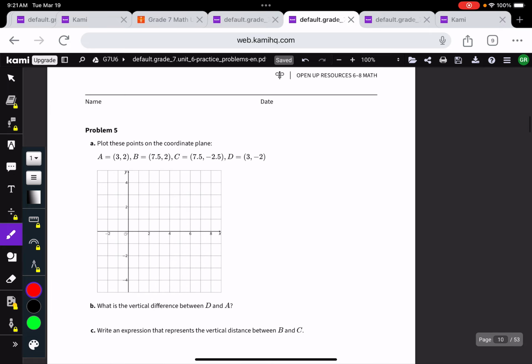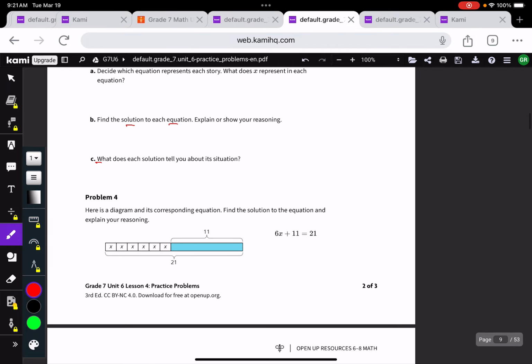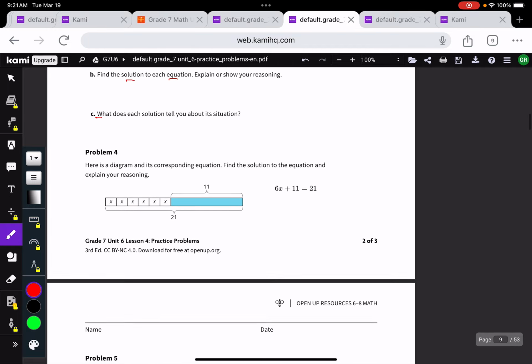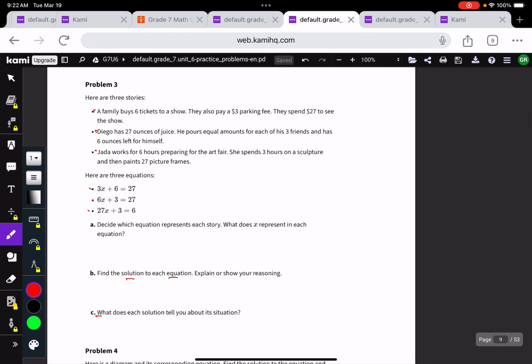And then do number 4, and 5 won't take you very long. Number 4 is just the same thing. Find a solution. X equals what? It says find a solution to the equation and explain your reasoning. How would you find what x equals in this case? All right, we're going to call it good there for now.